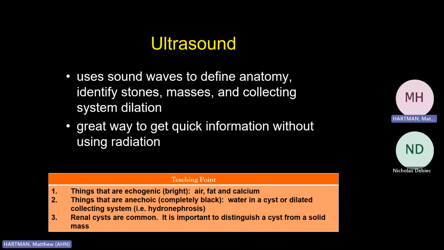Well, ultrasound. Using sound waves to define the anatomy, look for stones, mass, and collecting system dilation. Remembering that things that are echogenic or bright include air, fat, and calcium. Things that are anechoic will be completely black. This is water in a cyst, or a dilated collecting system with hydronephrosis.